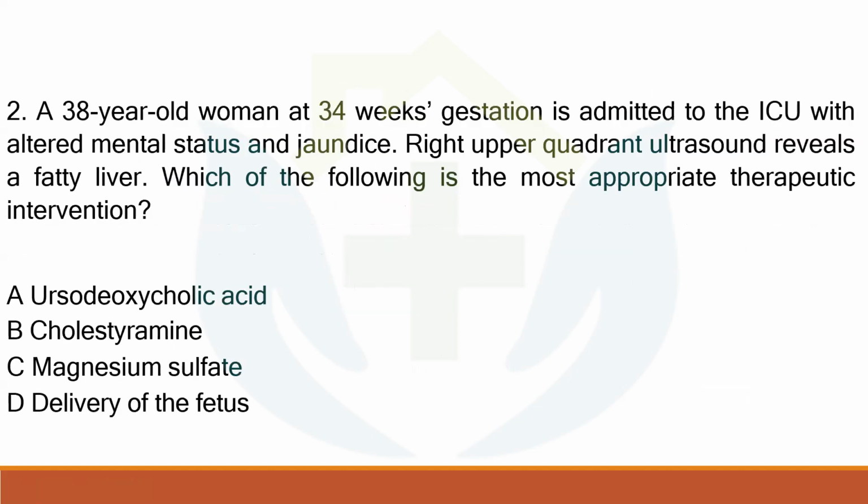Second question. This is a 38-year-old woman at 34 weeks gestation admitted to the ICU with altered mental status and jaundice. Right upper quadrant ultrasound reveals a fatty liver. Which of the following is the most appropriate therapeutic intervention? You can answer in the chat box.